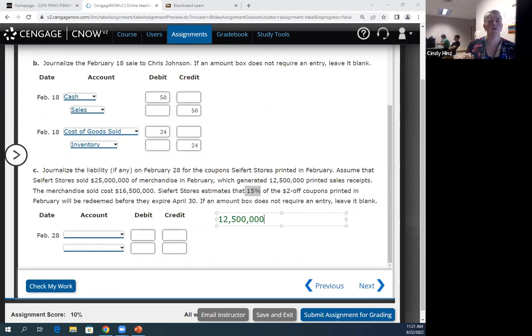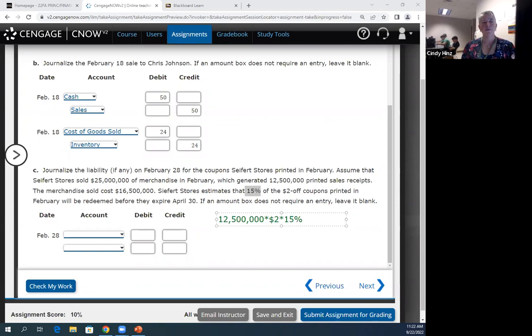Because their average sale was $2 and they printed $2 off coupons on each one of those. So basically they're telling them you can come back and get exactly the same thing again for free. I think whoever wrote this probably didn't really mean for it to be quite so high. 12.5 million sales receipts for 25 million in merchandise. I can't think of a single type of store that would have an average sale of $2, but it's what they're telling us, so we're going to go with that.